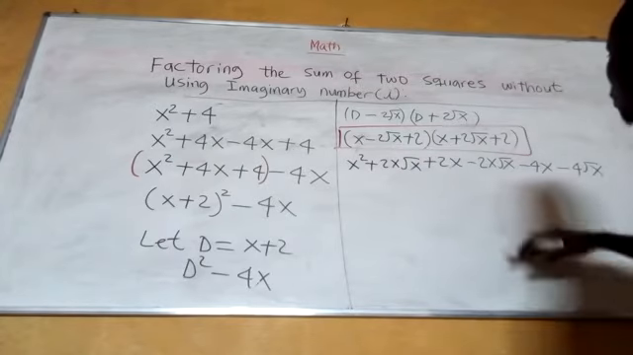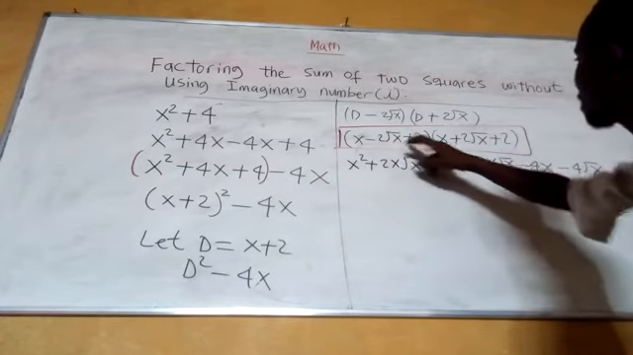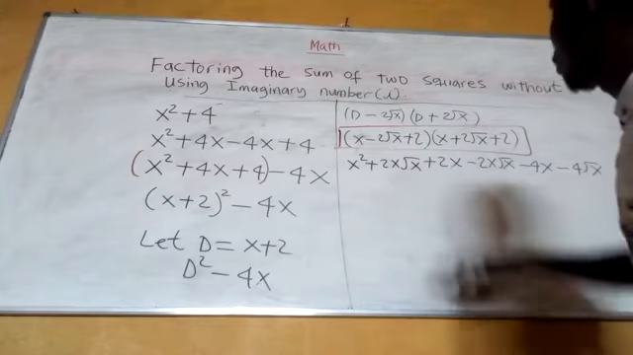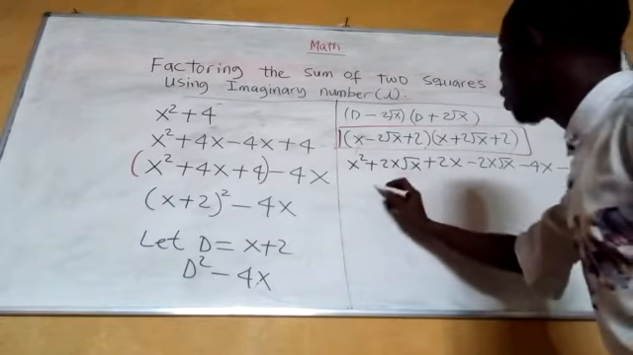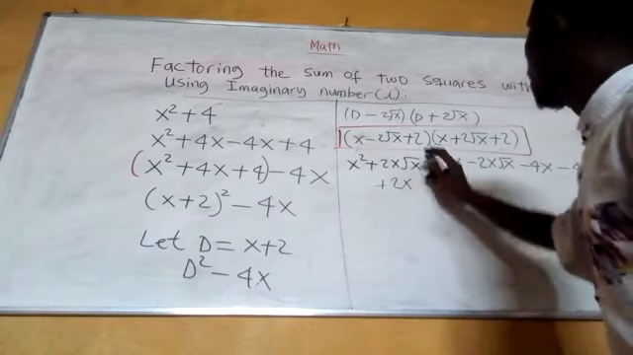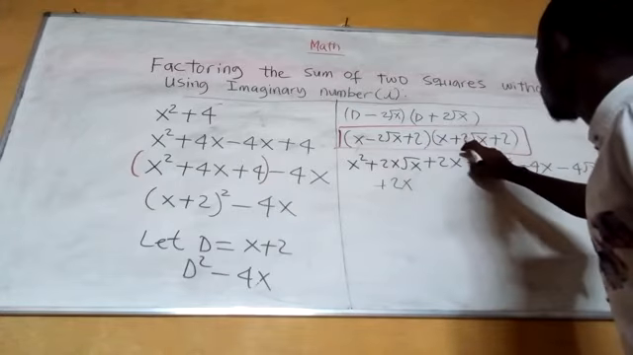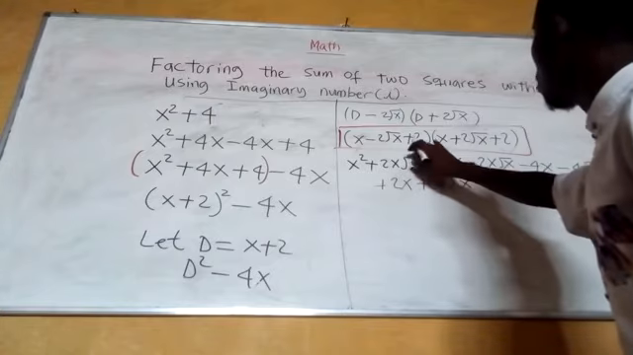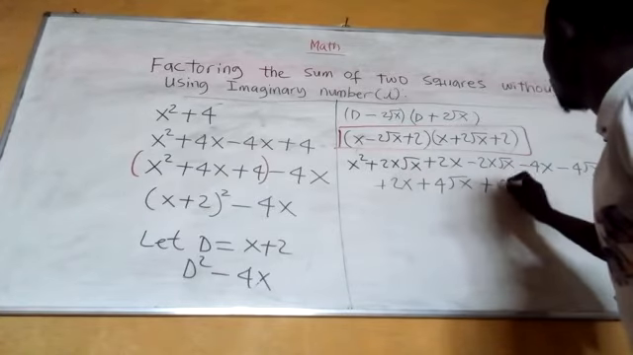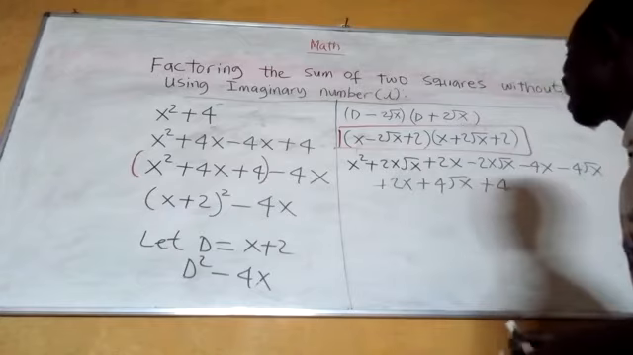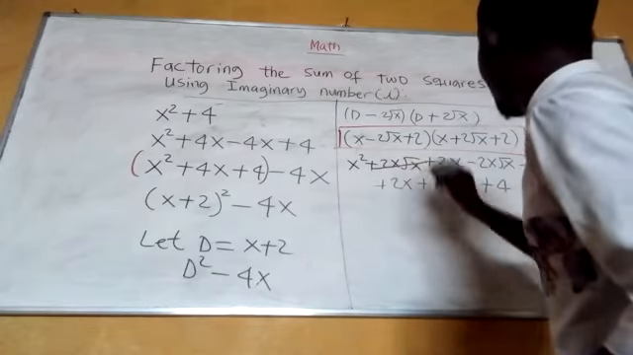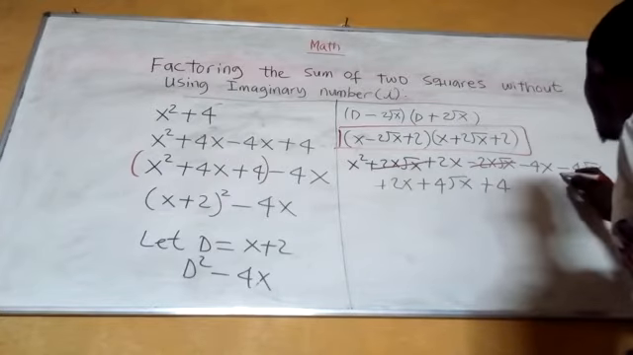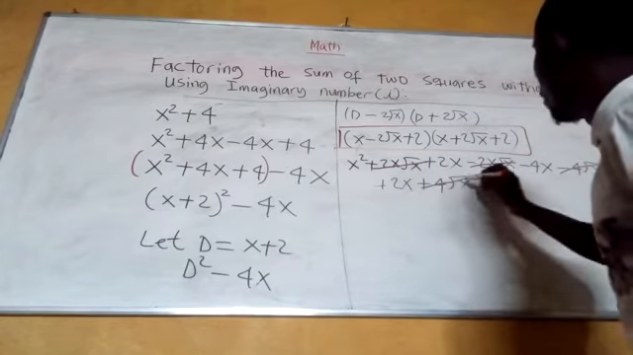We move to the next one. Positive 2 times x gives us plus 2x. Positive 2 times positive 2 root x gives us positive 4 root x. Positive 2 times positive 2 gives us positive 4. We can clearly see that positive 2x root x cancels negative 2x root x, and minus 4 root x cancels positive 4 root x.